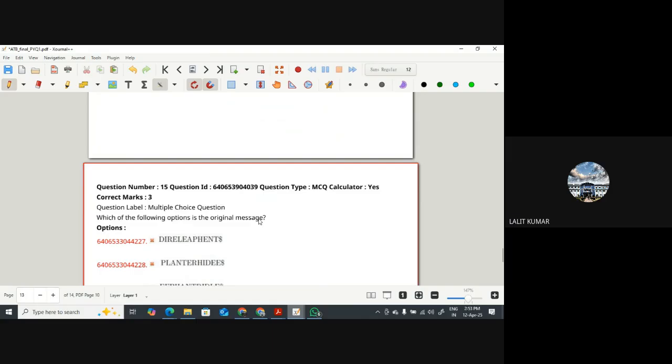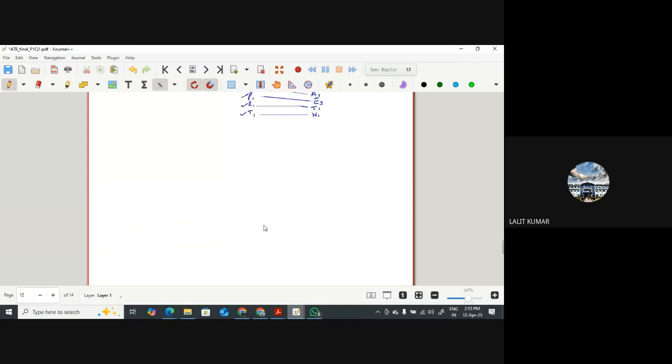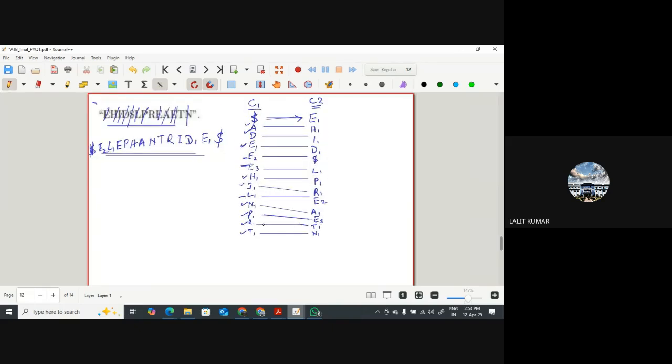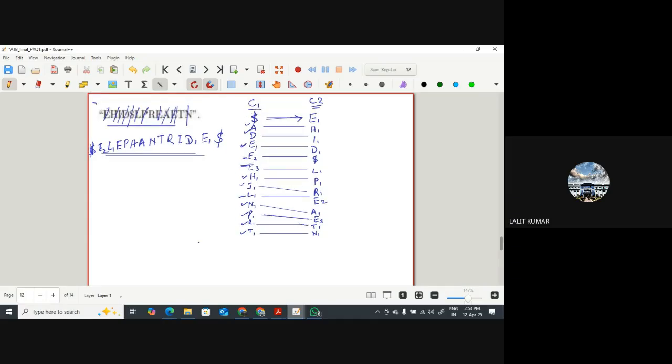And in the next question, they have asked you the suffix. What is the suffix array of this message? Now to make the suffix array of this, you take the original one and how to quickly build it. Okay, I will just explain. So this is E L E T H A N T R I D E dollar.